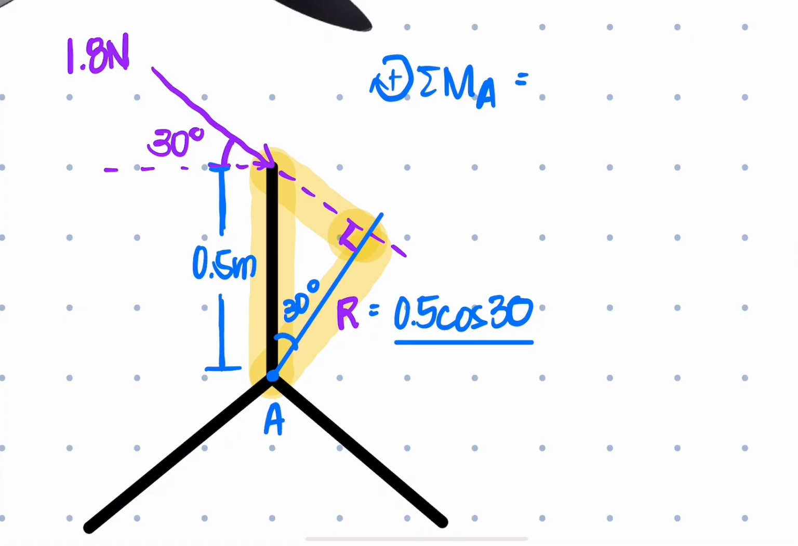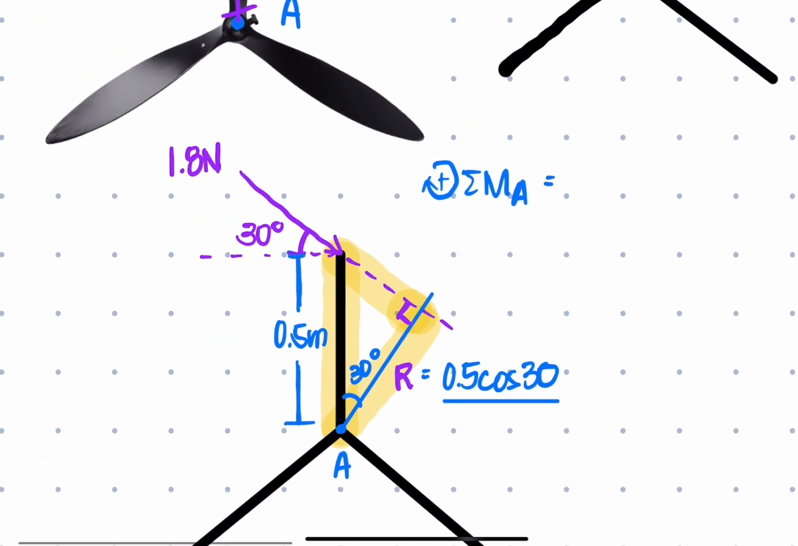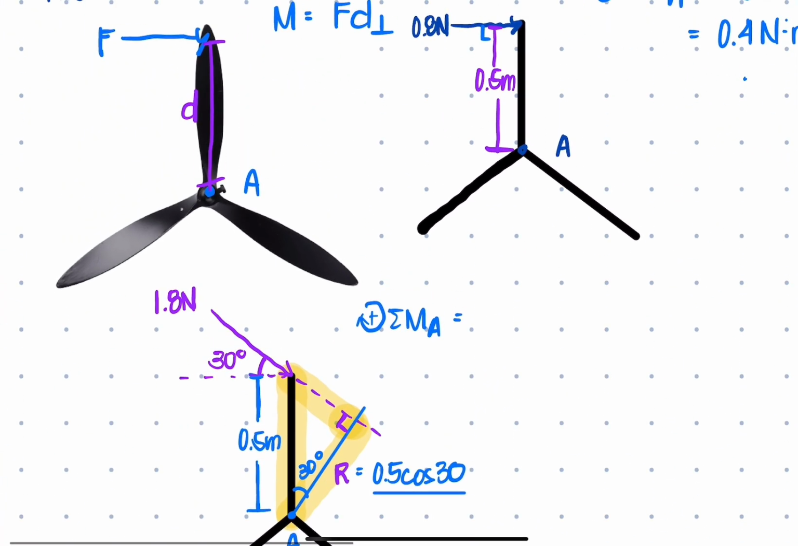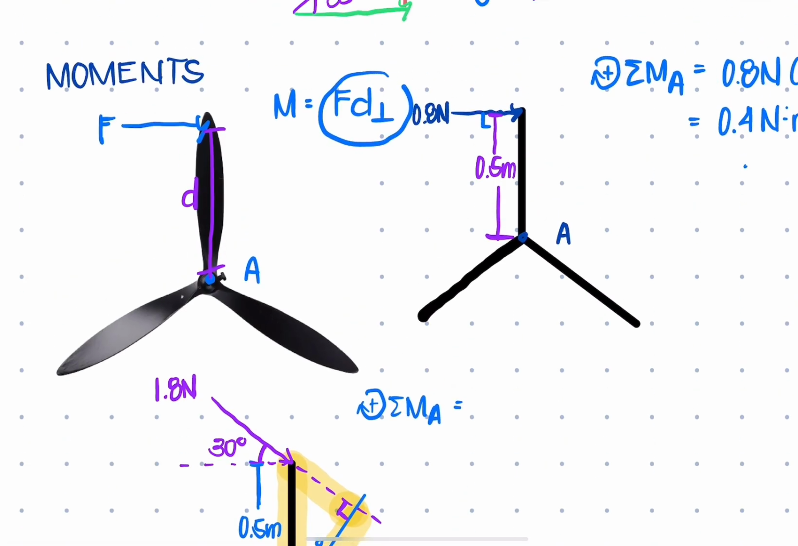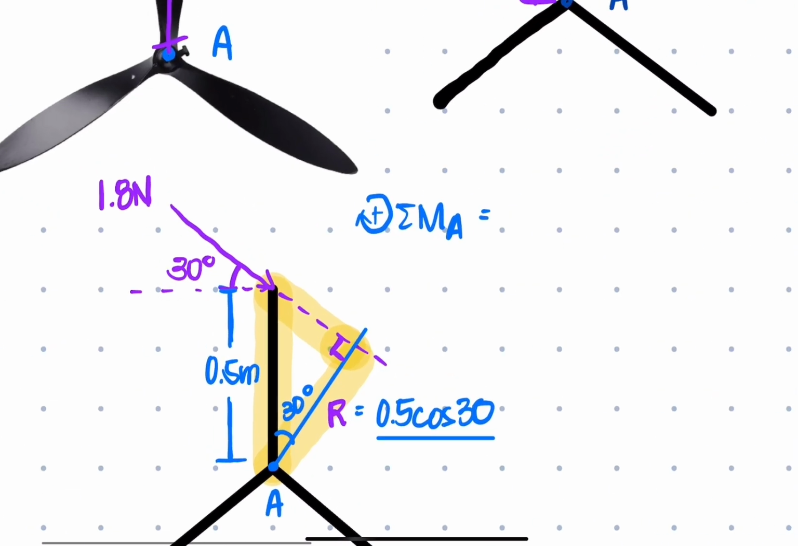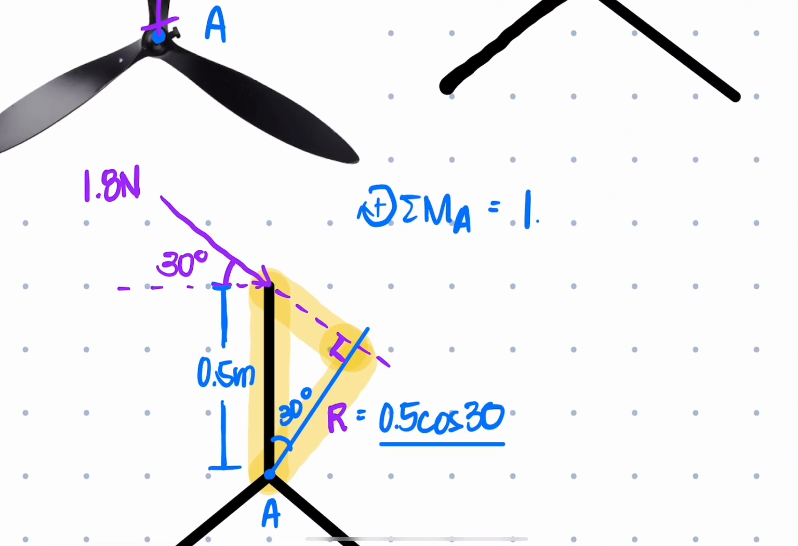Alam na natin yung perpendicular distance. And just like before, pwede na nating ma-solve yung moment using the equation. Moment is equal to the force multiplied by the perpendicular distance. So, in this case, our force is 1.8 newtons. And our perpendicular distance is 0.5 cosine 30.